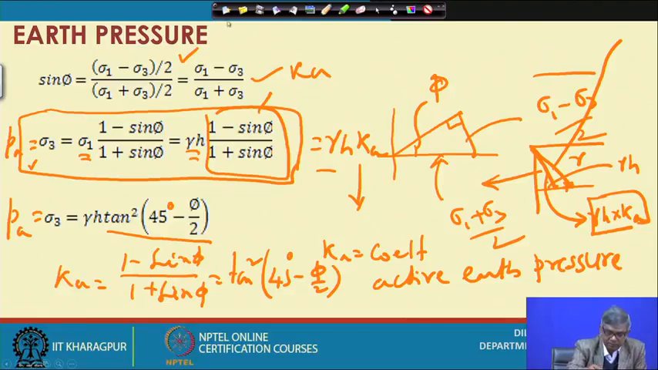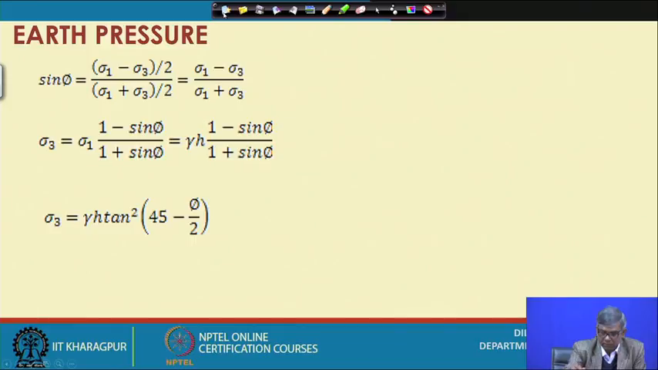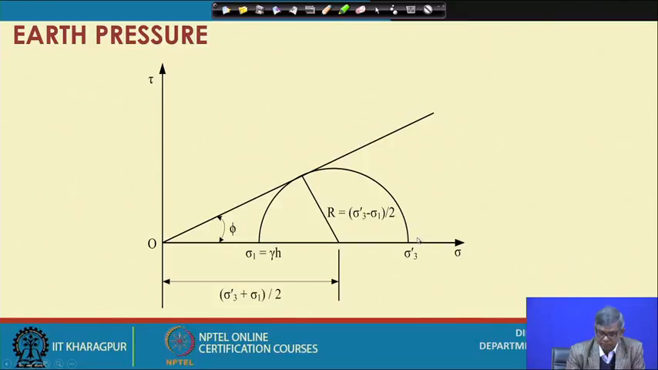Next, if I go to the passive case, you can see again that corresponding to the passive case, sigma 1 was here, and then slowly, because of the pushing towards the backfill, the lateral stress increases, and at failure, suppose this is the value sigma 3.